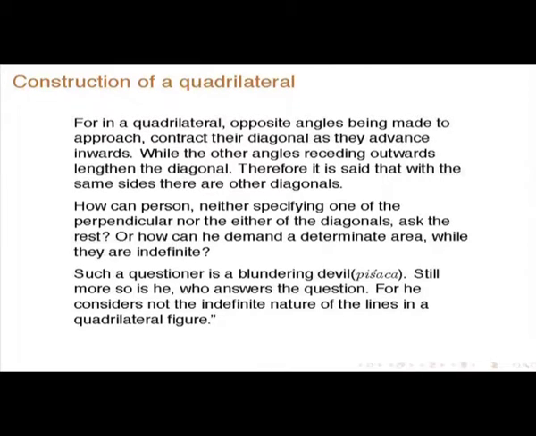So how can a person neither specifying one of the perpendiculars nor either of the diagonals as the rest, or how can he demand a determinate area while they are indefinite? So it is not determined, because several quadrilaterals are there. How can it demand a determinate area? It is not specified completely. So he is taking him to task, to say the least.